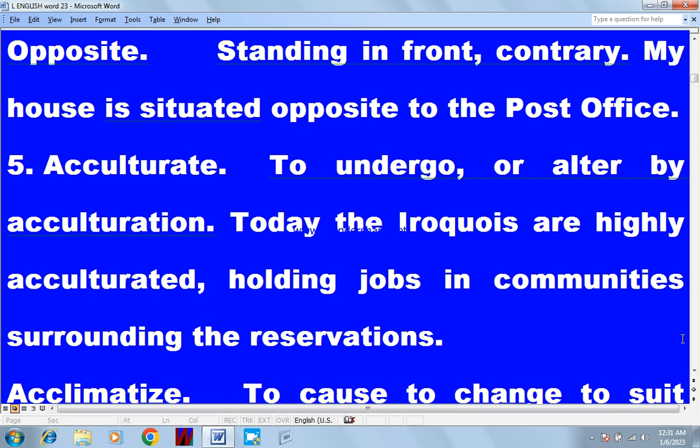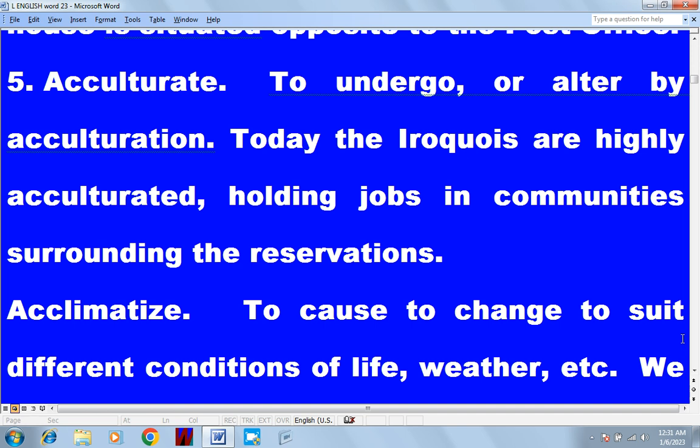Number 5, acculturate, to undergo or alter by acculturation. Today, the Iroquois are highly acculturated, holding jobs in communities surrounding the reservations.